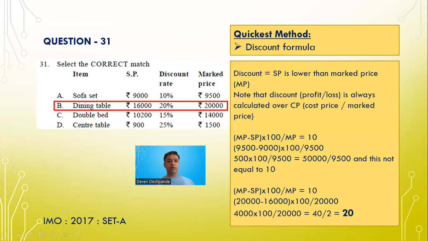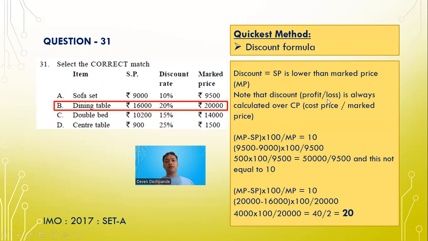Okay, question number 31. Select the correct match. Again, there is a selling price, a discount rate, and a mark price. For a discount, the selling price will be lower than the mark price, isn't it? Because if something is marked 10 rupees and you sell at 8 rupees, you are basically discounting. You are providing the discount to the customer. So selling price is lower than the mark price in discount.